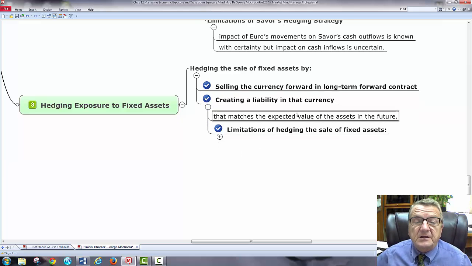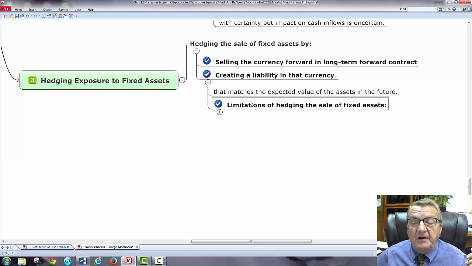Creating liability in that currency that matches the expected value of the assets in the future. Always looking in the future. We had some of that in finance. Always looking at what the future worth of the currency is. You're taking a gamble with these factors. If it's stable, it's good. If it's not stable, then you've got little issues if it's in a bullish market.